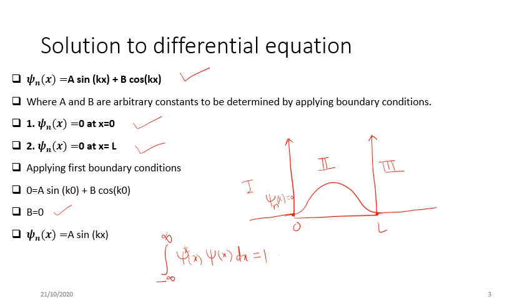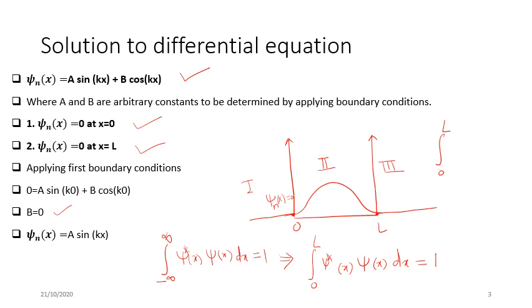Because the wave function is 0 in the first and third regions, we can write it as the integration from 0 to L of psi star of x into psi of x dx, which is equal to 1. So the probability of occurrence of the particle between 0 and L is equal to 1. If this is the case, we can find this integration from 0 to L.